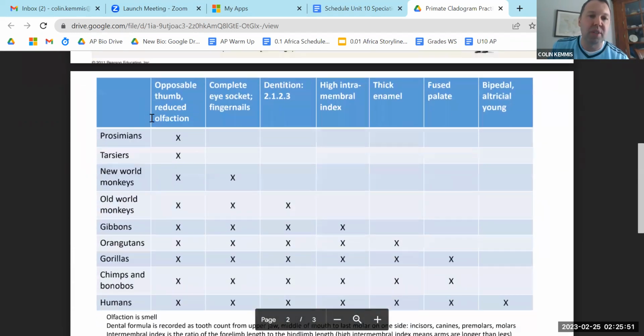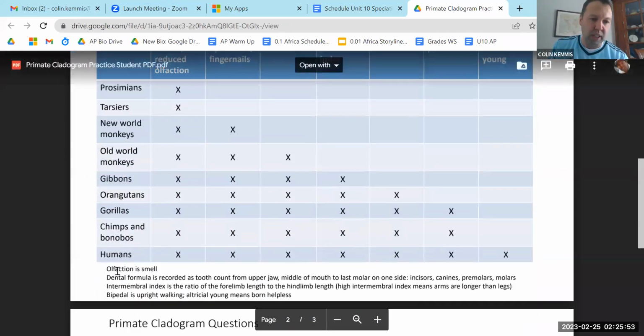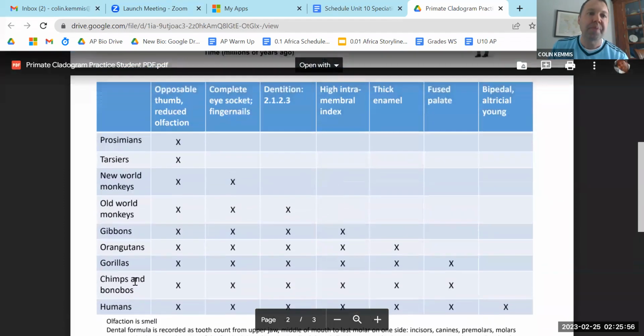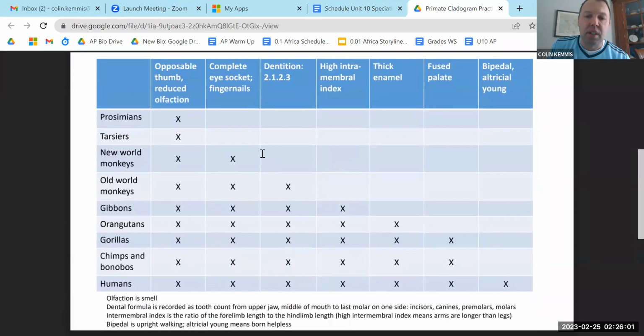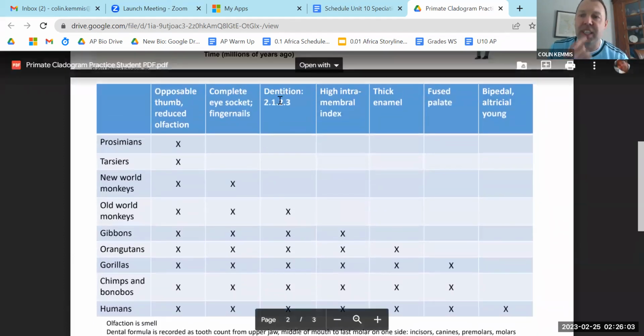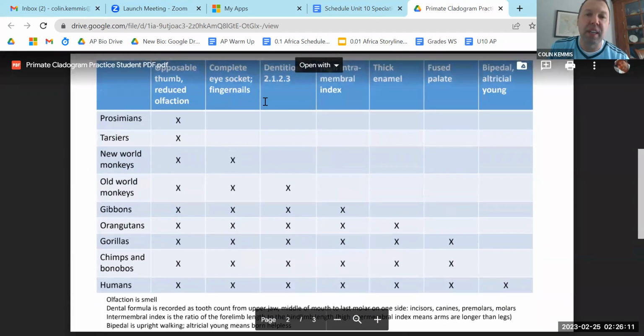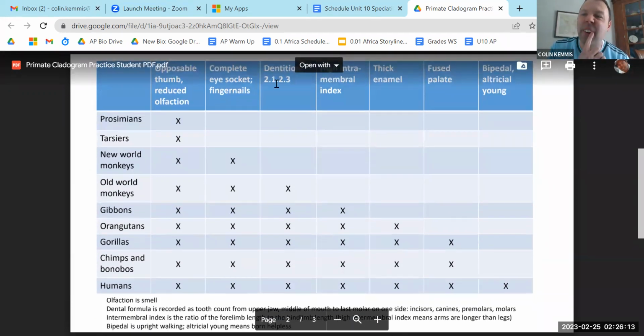And here are some of the derived traits. There is an explanation of these down here. Dentition is when they count your teeth, the types of teeth that you would have at the dentist. So 2 would be these flat ones in the front, the incisors. 1 would be the canine here, that sharp one for tearing flesh, 2 in the premolars, and 3 in the molars in the back. And you could count those on each side, and then the top and the bottom.